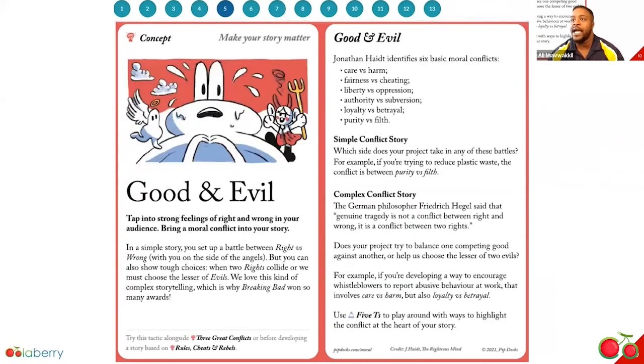So let's move on. Now we have good versus evil, which is the next ingredient to my story. Good and evil: tap into strong feelings of right and wrong with your audience. Bring a moral conflict into your story. In a simple story, you set up a battle between right versus wrong with you on the side of the angels. But you can also show tough choices when two rights collide, or we must choose the lesser of two evils. We love this kind of complex storytelling, which is why Breaking Bad won so many awards.